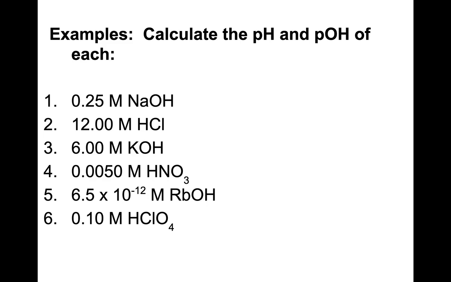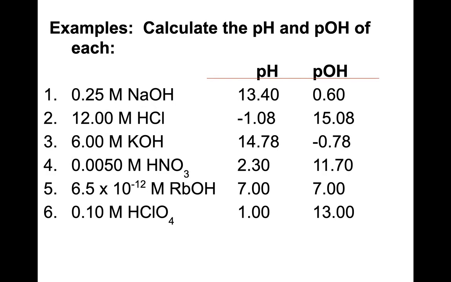Here are a couple other examples for you to try. So take these couple of compounds, figure out if they are going to lead to hydroxide or hydrogen ions in solution. And then from that information, you can calculate the pH and the pOH. I'm just going to put the answers up. You can try them in your notes and compare your answers. These are the numbers you should have gotten.